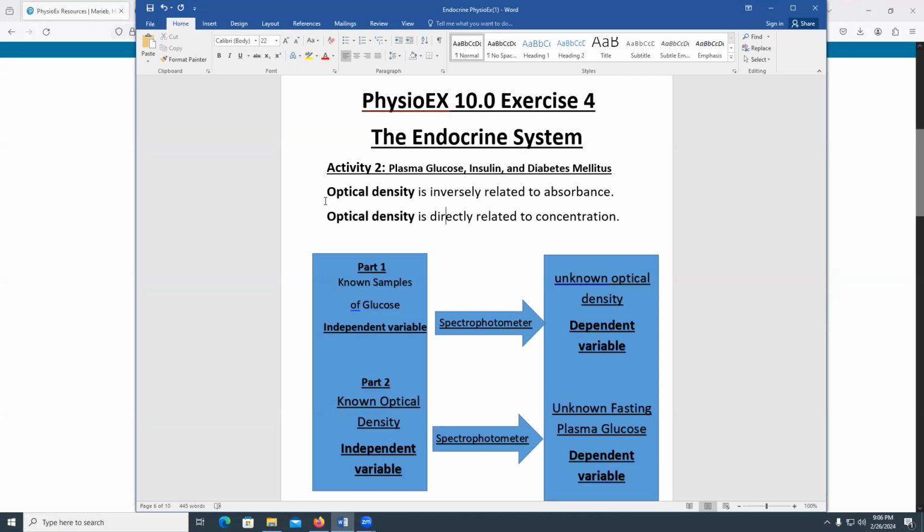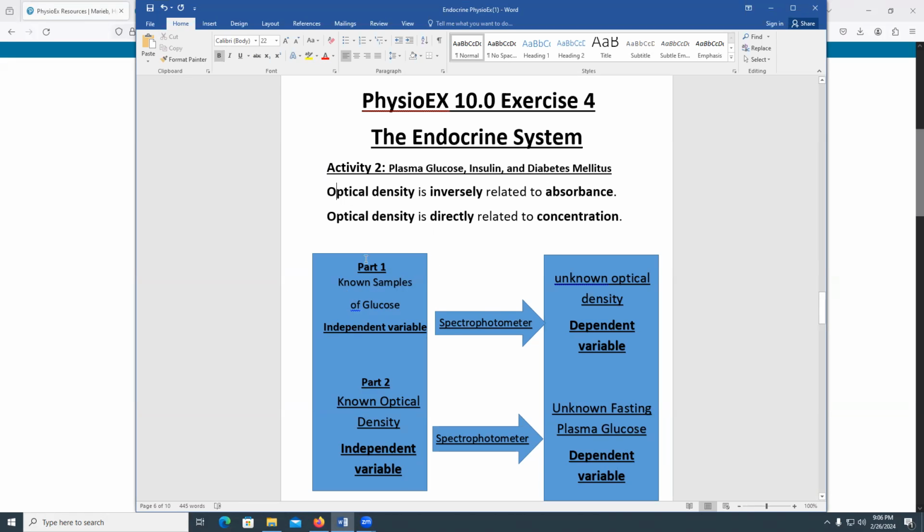But the substance that has more concentration will lead to a higher optical density. So the optical density is inversely related to the absorbance of light, while the optical density is directly related and correlated to the concentration. So the more the concentration, the more the optical density. The more the absorbance, the less the optical density.